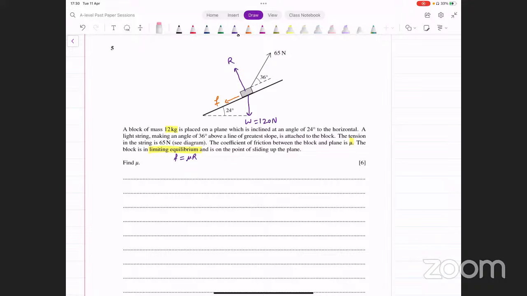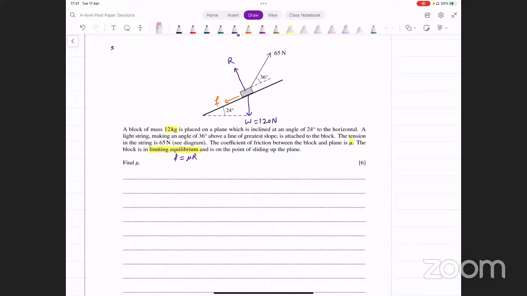Okay. Now you have to resolve these forces. Remember, जब inclined plane होता है आपके पास, तो आपने resolve कैसे करना होता है forces को? Surface के parallel और surface के perpendicular. Okay, surface के parallel और surface के perpendicular.